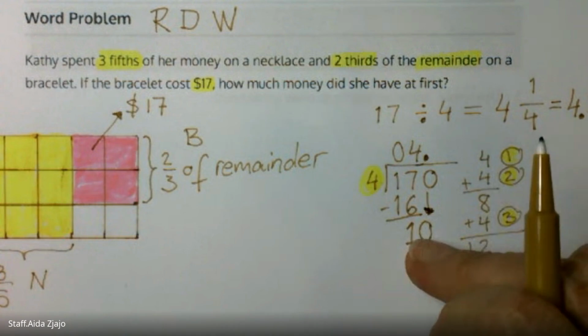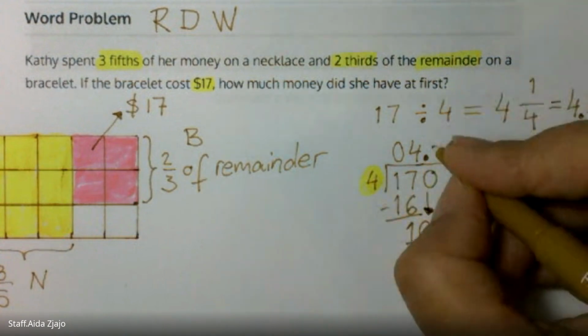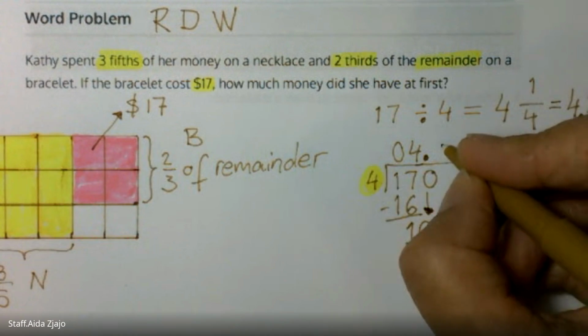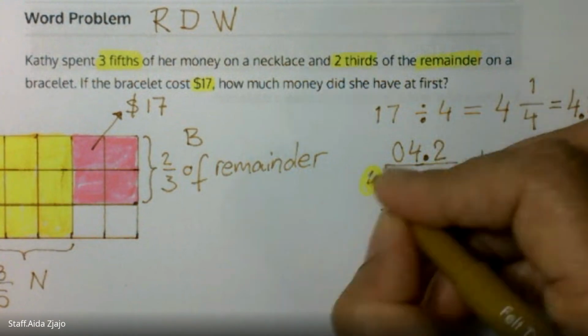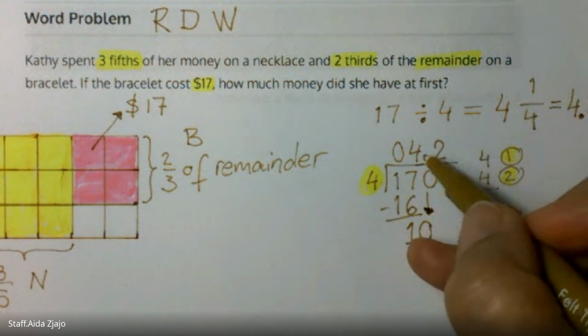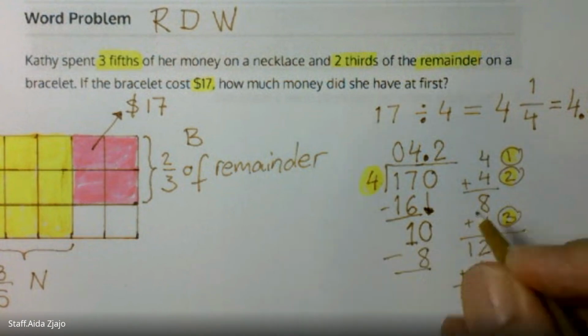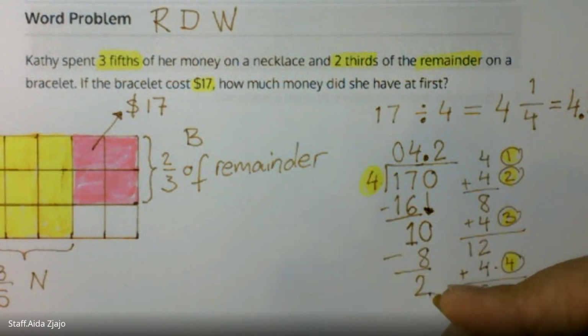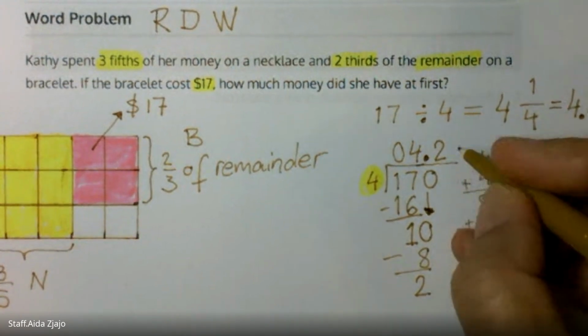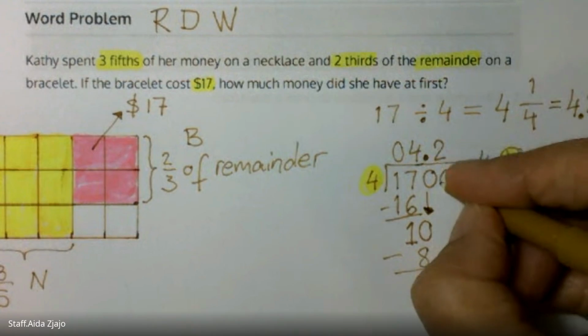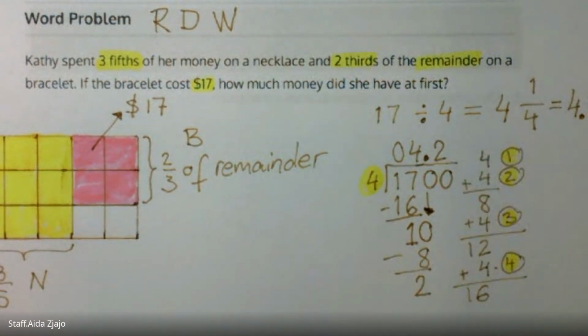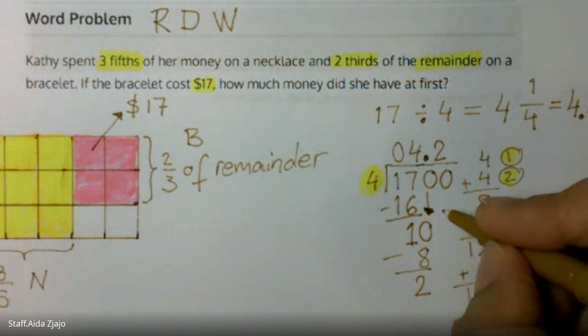Now 10 dimes will share into 4 groups. Each group will get 2 dimes, 2 tenths. 2 times 4 is 8, and when I subtract, I got 2 left. I can keep going. I can add another 0 and bring down.